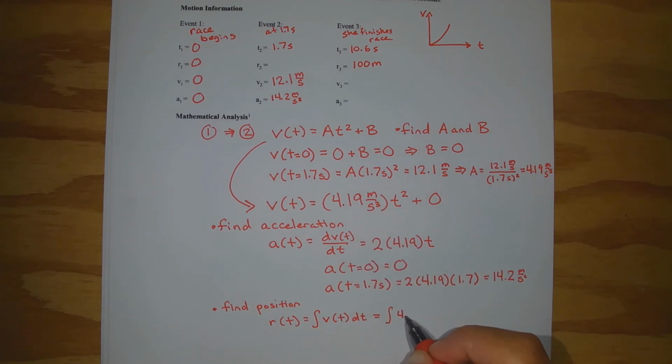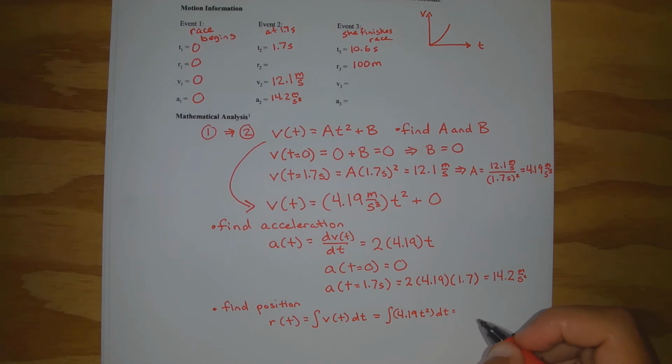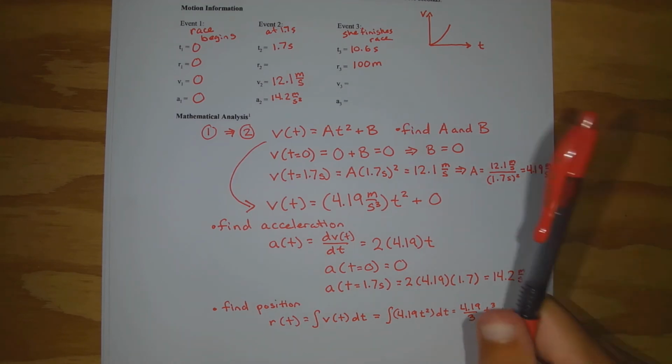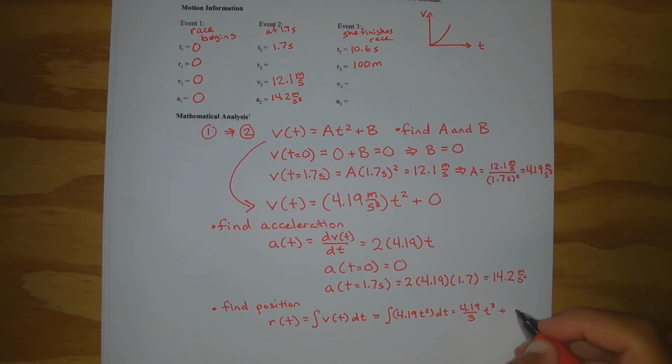So this is 4.19 t squared integrated with respect to t. So I raised the power, so it's 4.19 times t cubed, and dividing by the new power, which is 3, gives me 4.19 divided by 3 times t cubed plus a constant. I haven't used c yet, I used a and b here, so let's just say c for the constant. Okay, then I have to figure out what that constant is.